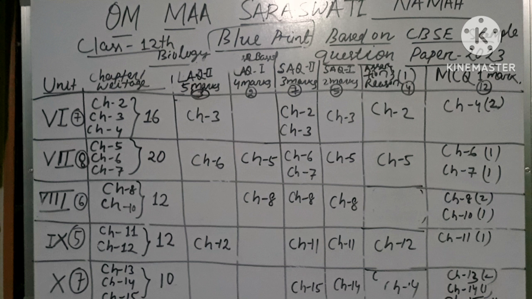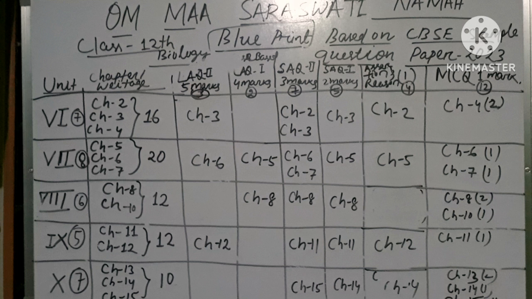The MCQ questions will be 12 marks, and they will come from chapter 4 the 2 questions, chapter 6 the 1 question, chapter 7 the 1 question, chapter 8 the 2 questions, chapter 10 the 1 question, chapter 11 the 1 question, chapter 13 the 2 questions, chapter 14 the 1 question, and chapter 15 the 1 question. These 1 mark questions are MCQ based, and 4 options are given. You just prepare, and it will be very easy to choose the answer if you thoroughly prepare the chapters. So these will be the 12 questions.